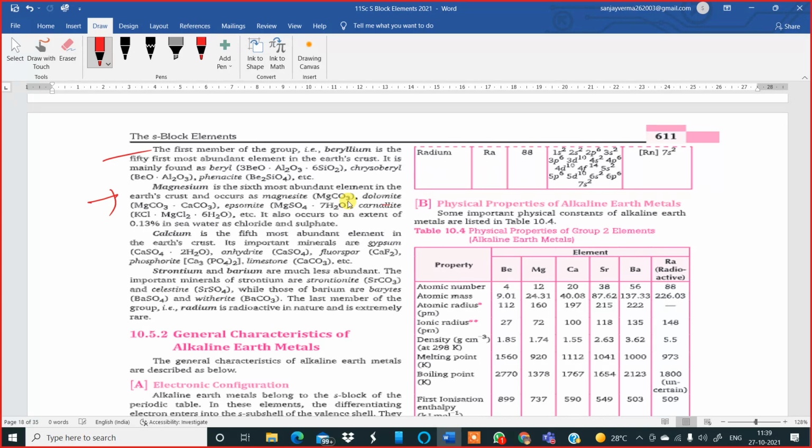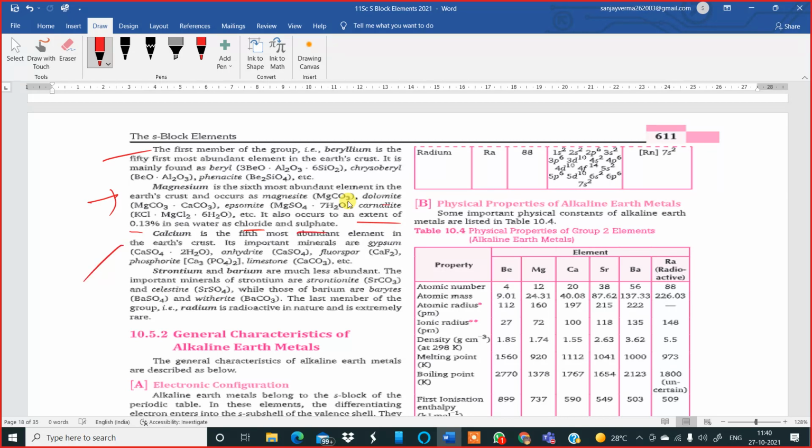Dolomite, magnesium carbonate, calcium carbonate; epsomite, magnesium sulfate heptahydrate; carnallite, potassium chloride, MgCl2.6H2O. It also occurs to an extent of 0.13% in seawater, in the form of chlorides. You will find magnesium in the form of chlorides and sulfates in seawater.